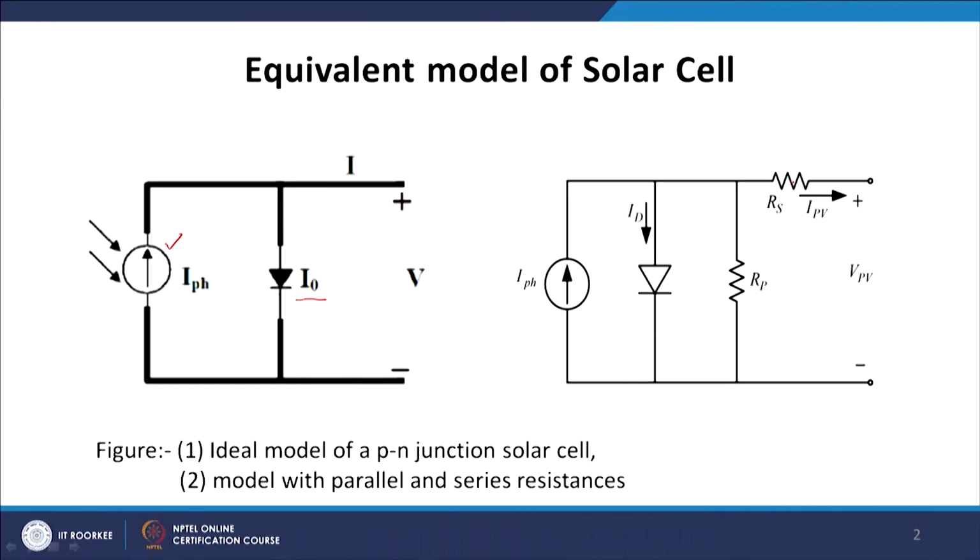So, we can put the resistance in the circuit either as a series resistance as shown here, or as a parallel or shunt resistance as shown here. If we connect this series resistance and shunt resistance along with the photocurrent source and the diode, then it makes the equivalent circuit of a real solar cell. Now, this equivalent model of a real solar cell has the following parameters. The first one is a current source or current generator, which generates an amount of current IPH.